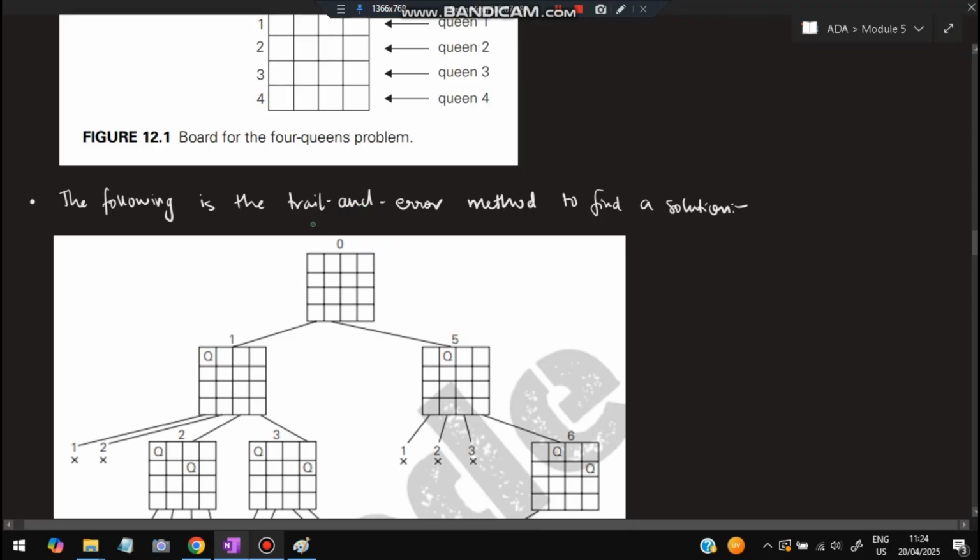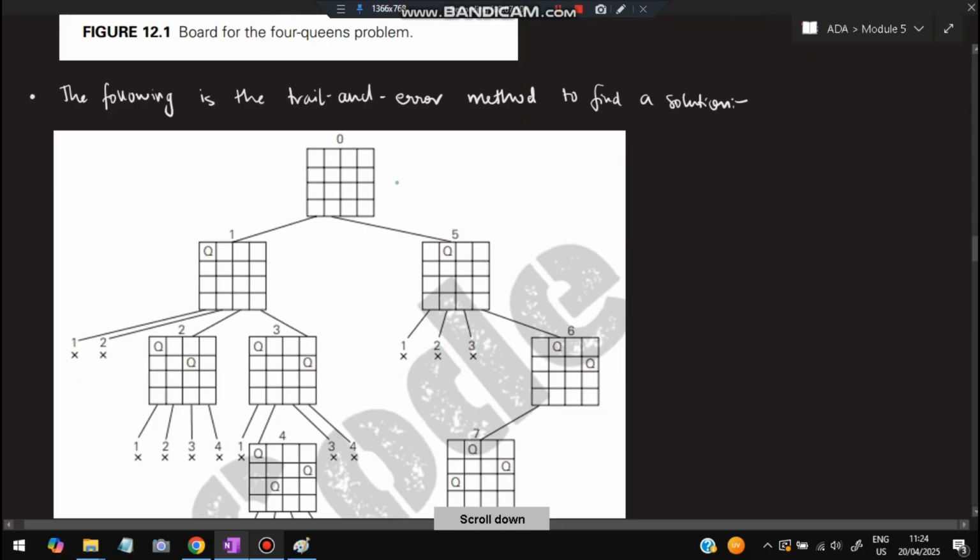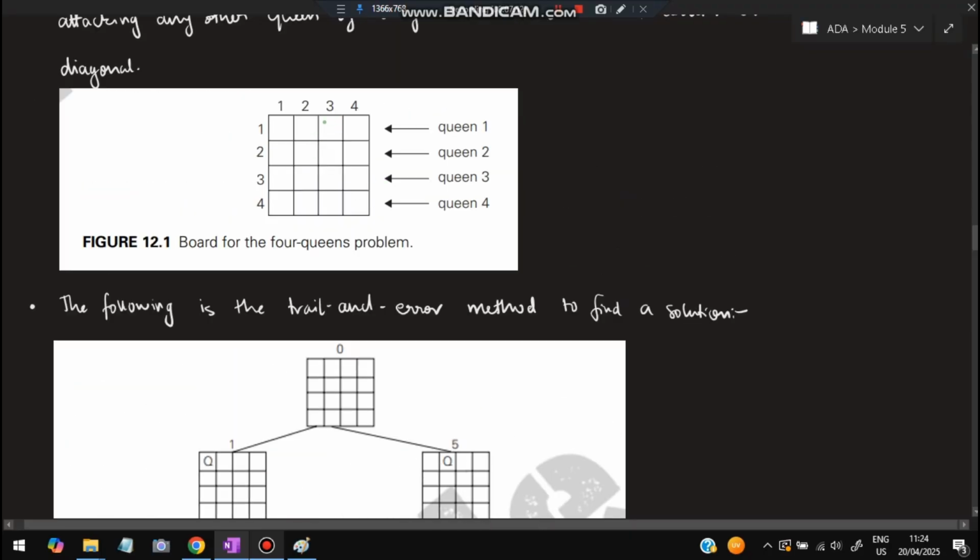Now we'll be using the trial and error method to find a solution. So the situation is that there are 4 rows, right? The first queen will be placed in any of these, the second queen in any of these, then the third queen and fourth queen. So we'll start from the first. We'll place the first queen here. Is there any issue?